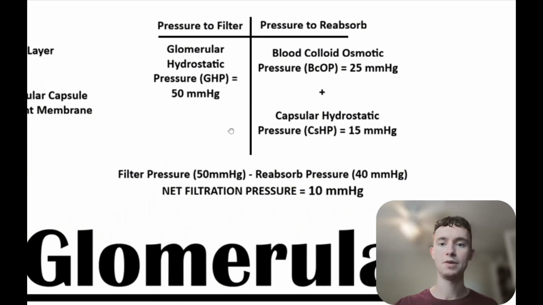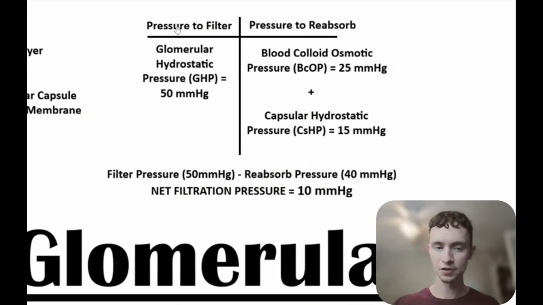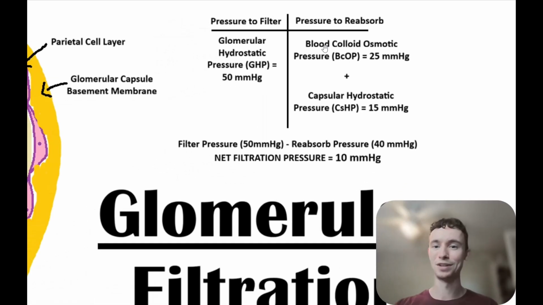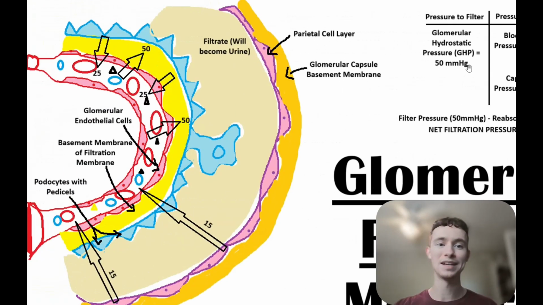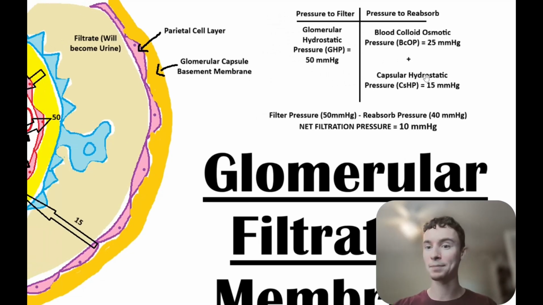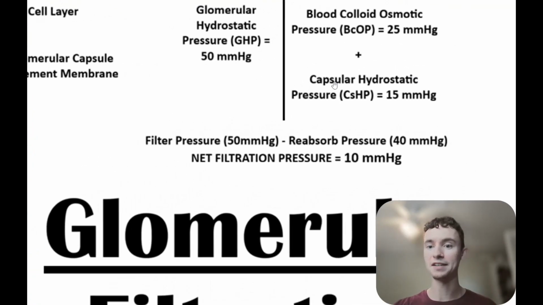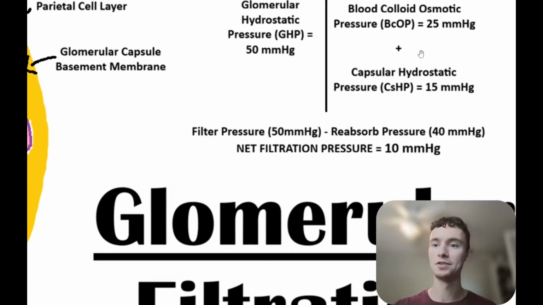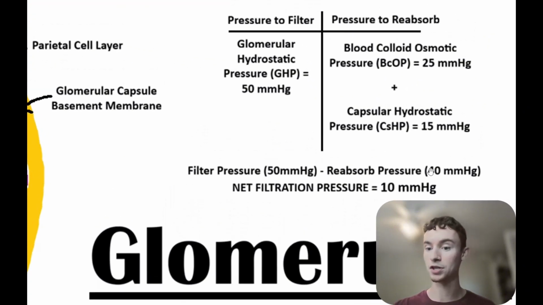And so we have a nice chart here. So their overall pressure to filter, like we talked about, is the glomerular hydrostatic pressure, which is exerted from the vessel, which is 50. So that's 50 out, okay? And then the pressure to reabsorb is both the pressures in. And so we talked about the blood colloid osmotic pressure, the BCOP, which is from the actual proteins in the vessel, being 25 millimeters of mercury. And then you actually add that to your capsular hydrostatic pressure of 15, which is exerted by the Bowman's capsule. When you add those up, you actually get a reabsorption pressure of 40.